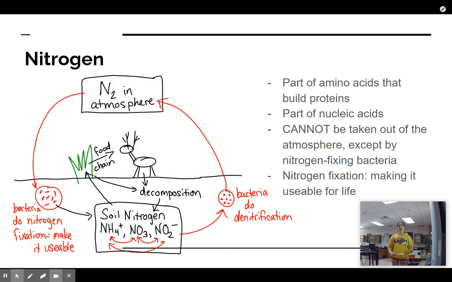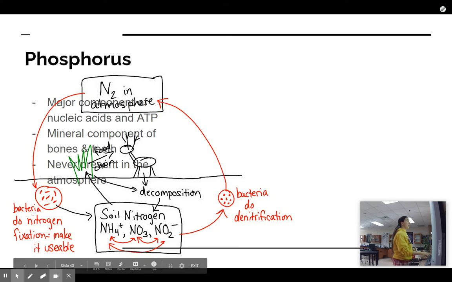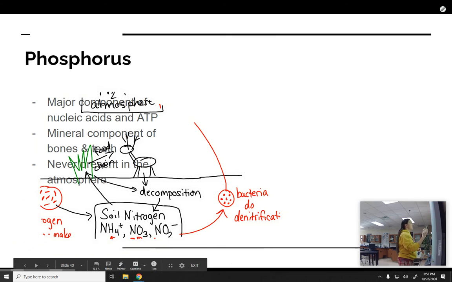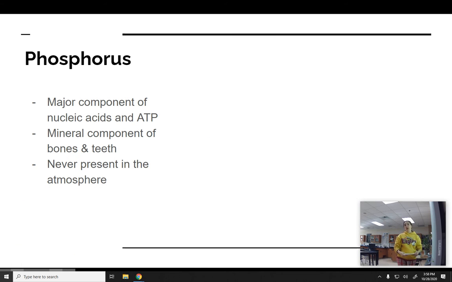So you can see bacteria are really important in how the nitrogen cycle works. The third one, which we haven't talked about quite yet, is the phosphorus cycle. Phosphorus is another one of the SNAPP elements that we haven't talked about quite as much. Phosphorus is an important part of nucleic acids.